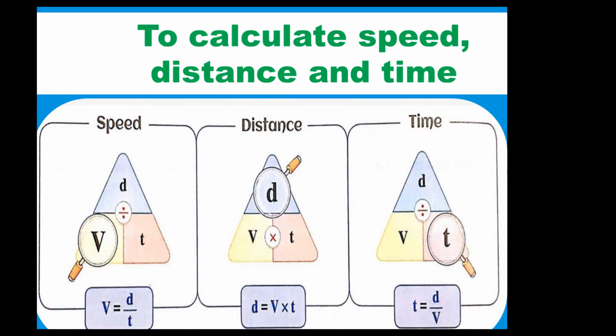How can you calculate speed? Here, how can you calculate distance and time from the equation of speed? Velocity or speed equal distance over time. Now I need distance. Distance equal velocity multiplication time.